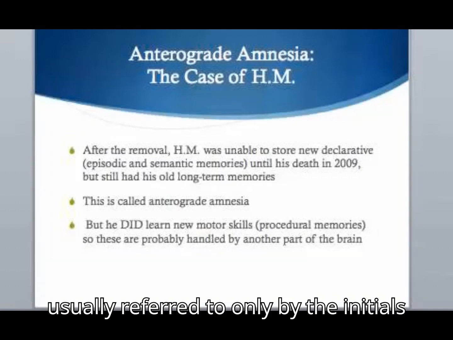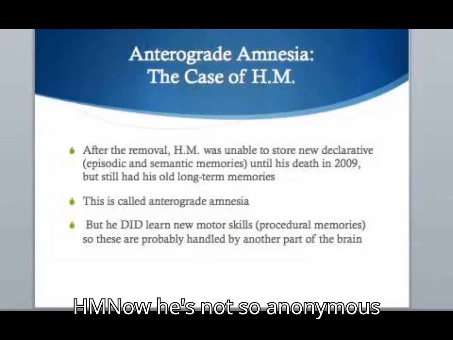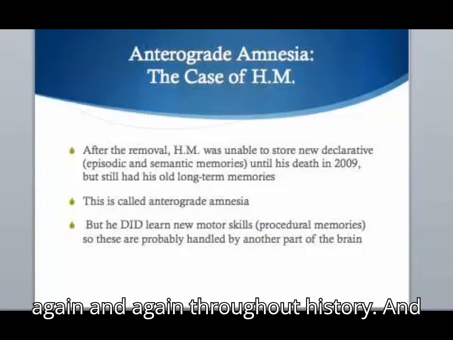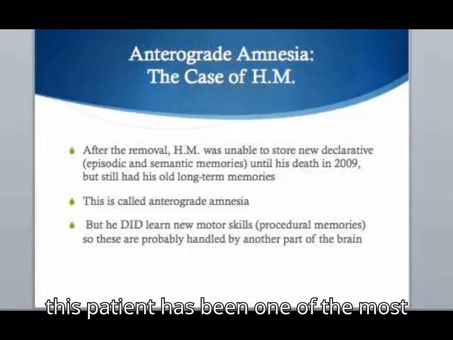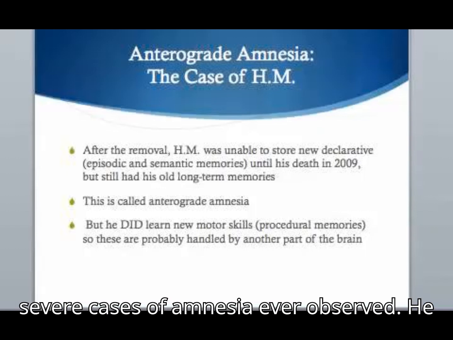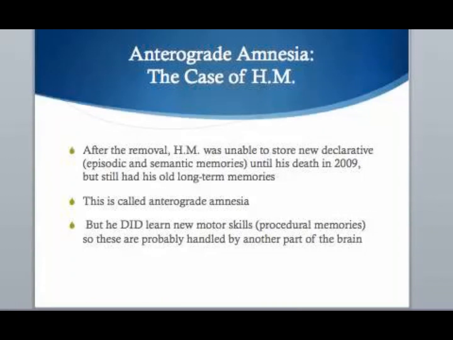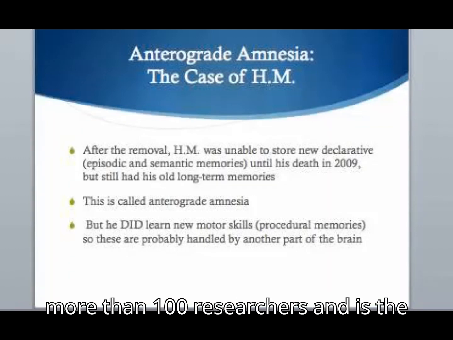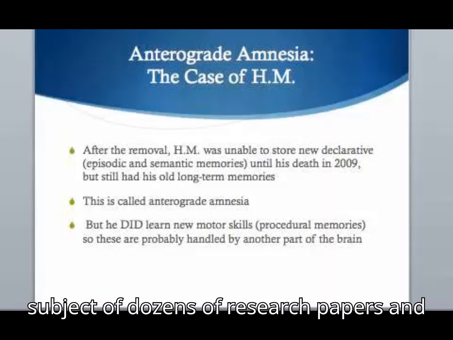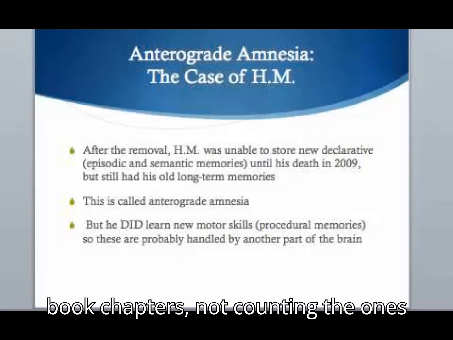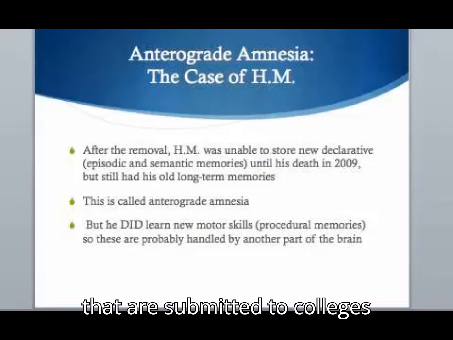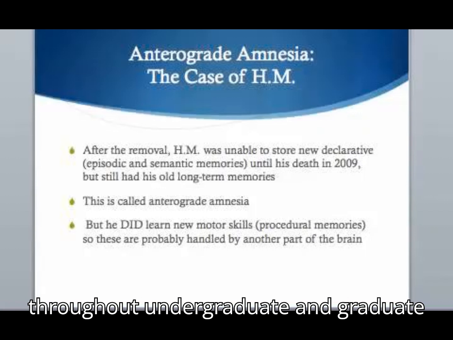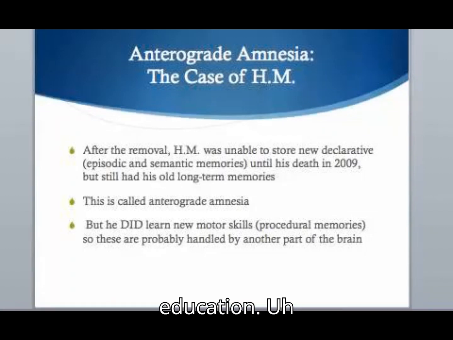So the single most famous case study in the history of neuropsychology is that of an anonymous memory-impaired man, usually referred to only by the initials HM. Now he's not so anonymous because he's been studied again and again and again throughout history. And this patient has been one of the most severe cases of amnesia ever observed. He had been followed for over 40 years by more than 100 researchers and is the subject of dozens of research papers and book chapters, not counting the ones that are submitted to colleges for Psych 1 classes and Psych classes throughout undergraduate and graduate education.